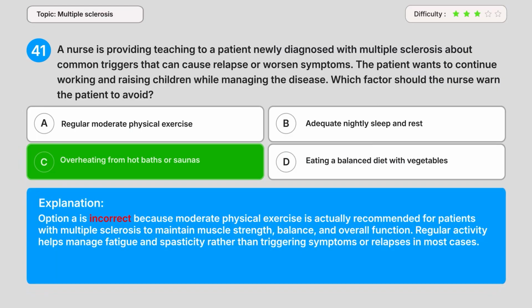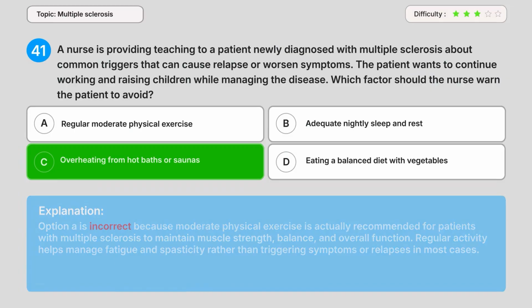Option A is incorrect because moderate physical exercise is actually recommended for patients with multiple sclerosis to maintain muscle strength, balance, and overall function. Regular activity helps manage fatigue and spasticity rather than triggering symptoms or relapses in most cases.